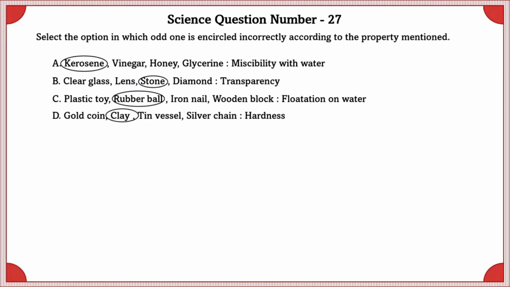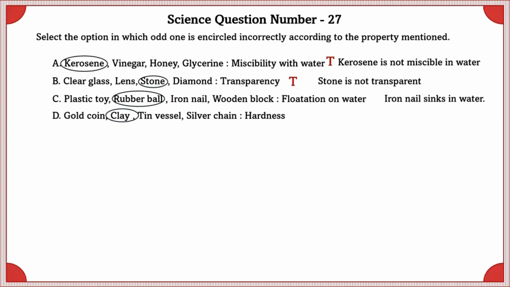Science question number 27. Select the option in which the odd one is encircled incorrectly according to the property mentioned. In the A option, kerosene is not miscible in water. Therefore, this option is correct. B, stone is not transparent, so this option is also correct. Here, iron sinks in water and a rubber ball floats, so this is false. And in the D option, clay is soft, whereas tin vessel, silver chain, and gold coin are hard. Therefore, this is also true. So the one which is incorrectly circled is the C option.